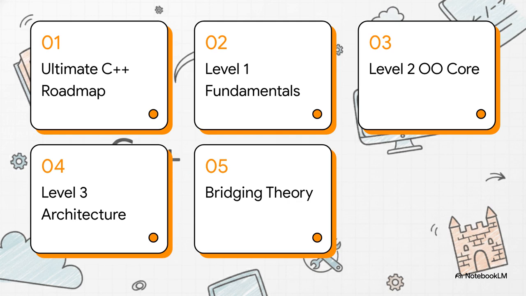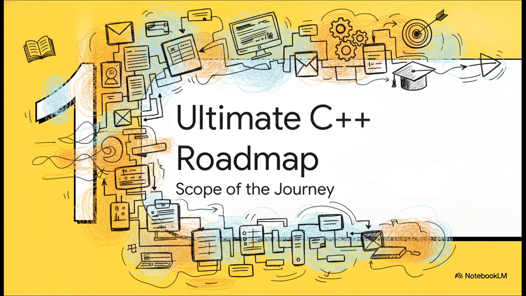Okay, let's look at our roadmap for today. We'll start with the ultimate C++ roadmap. Then hit level 1, the fundamentals, move into level 2, object-oriented core, step up to level 3, advanced architecture, and finally, we'll look at bridging theory to practice. Right, let's jump straight into section 1, the ultimate C++ roadmap.